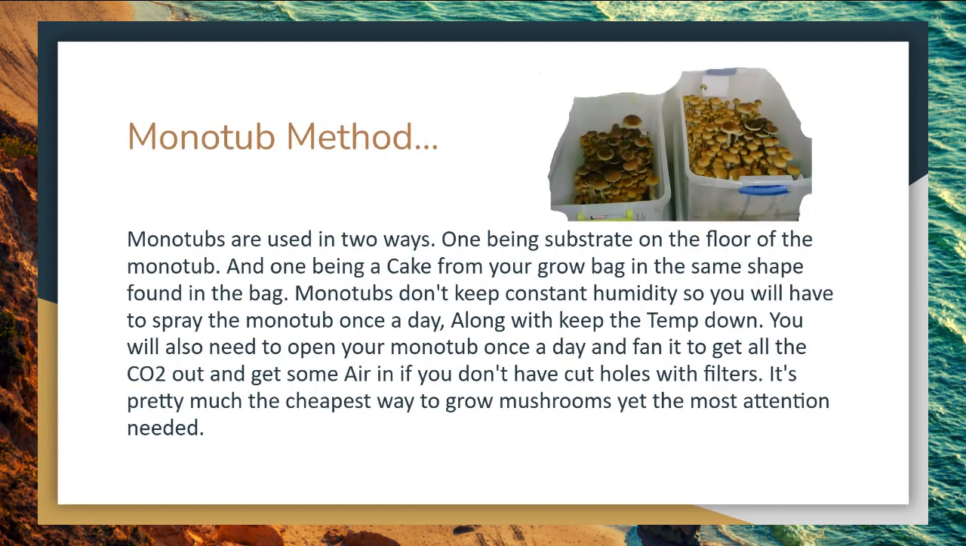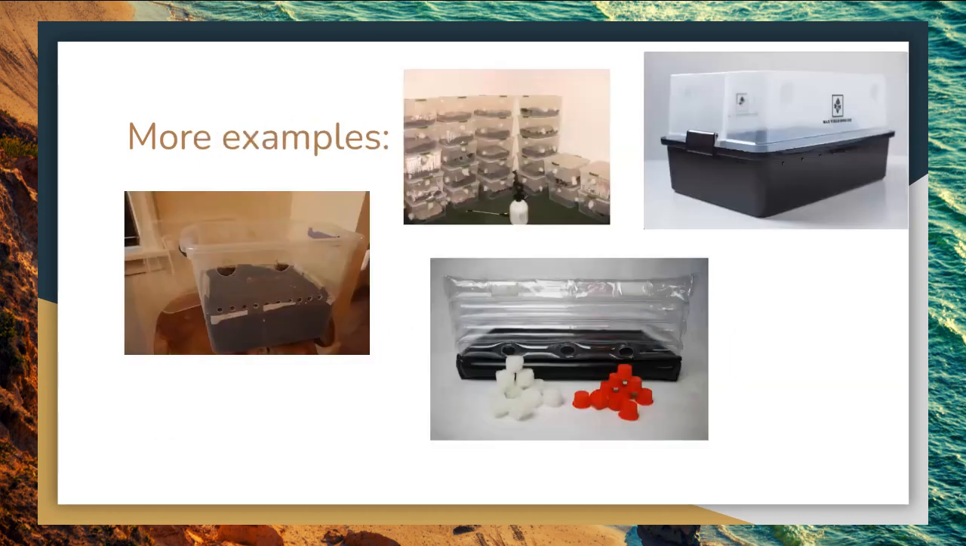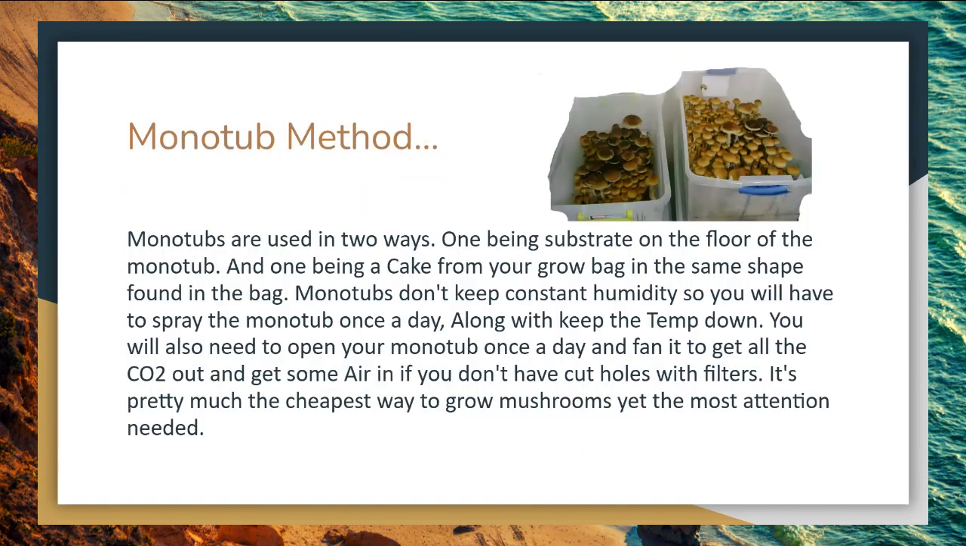So there are two ways of flushing that you all will be able to do. The monotub method, and then we have a Martha tub method, which we'll go over in a minute. Now, the monotub method is used in two ways for the most part. One being substrate on the floor of the monotub, and one being a cake from your grow bag in the same shape found in the bag. So this right here, I'll just take this and carefully cut it and drop it in my monotub, and then I'll just spray it.